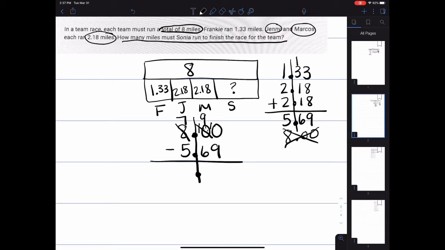Now I can start subtracting. 10 minus 9 is 1. 9 minus 6 is 3. 7 minus 5 is 2. So my answer is 2 and 31 hundredths of a mile.